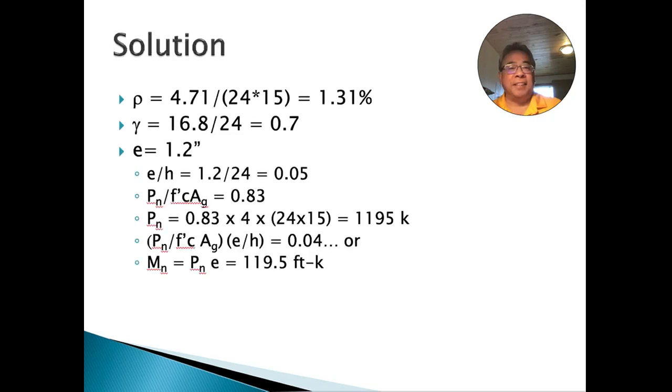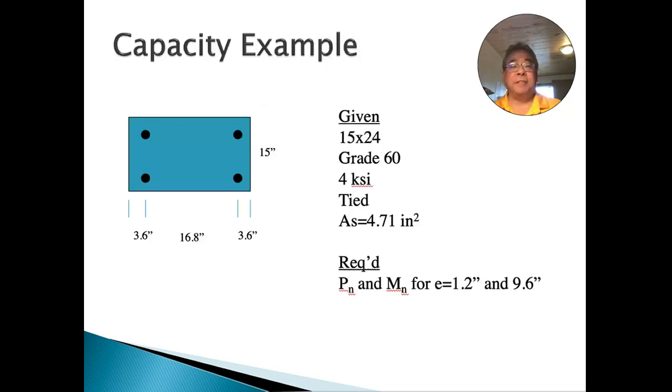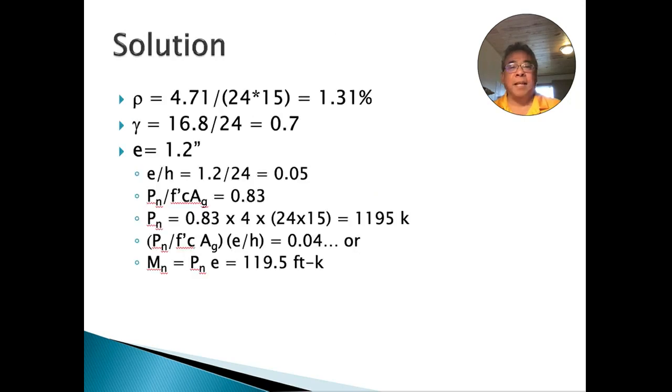Because what I did was, first of all, you get the percentage of steel, and then gamma is the ratio of the distance between the steel. If you take 16, I forgot what it was, 24, so that distance between the steel is 16.8 divided by 24, the gamma is 0.7. Okay, so I have to find, so I put in the wrong one.